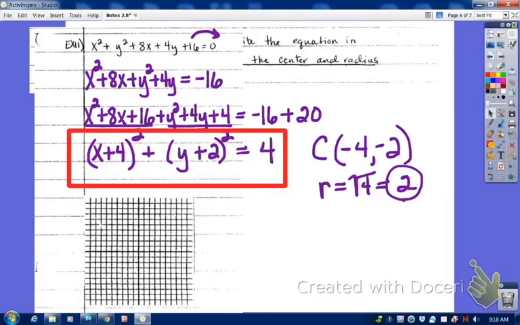Okay, all you need to graph a circle is the center and its radius. So we graph our center first, left 4, down 2. And then our radius is 2. So from our center, we're going to go right 2, up 2, left 2, down 2, sketch in our circle. And I don't think they're asking you for domain and range here. They're just asking you to put the equation in standard form.